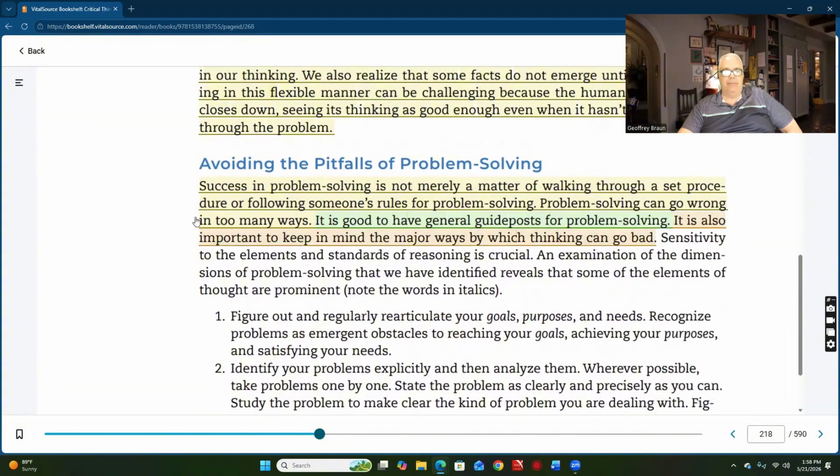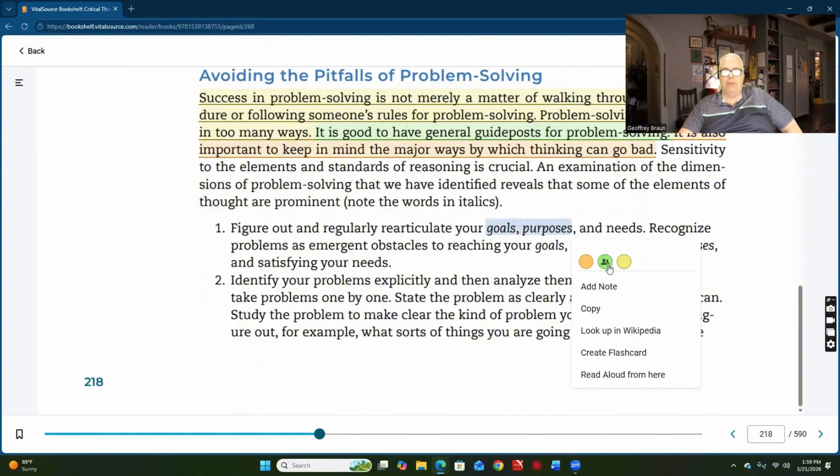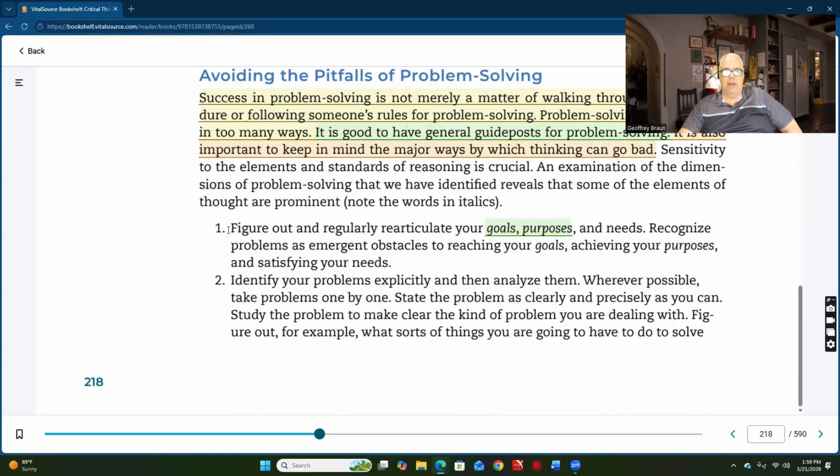Let's give that a different color. Sensitivity to the elements and standards of reason is critical. An examination of the dimensions of problem solving that we have identified reveals that some of the elements of thought are prominent, right? So you have to look at the words that are italicized, right?